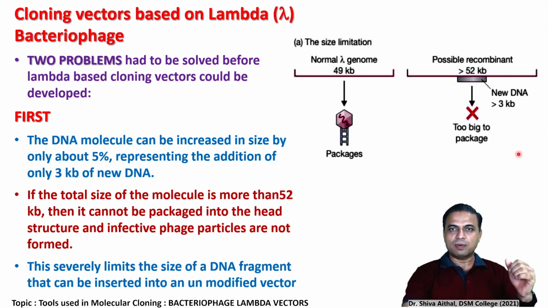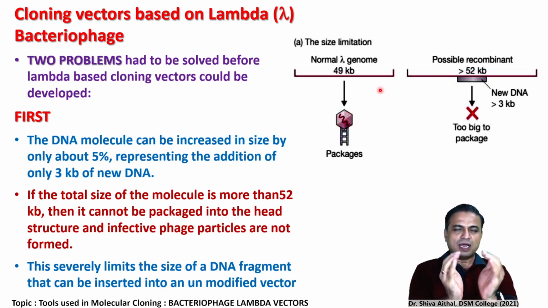The first problem is the size limitation. Normal lambda genome is 49 kilobases in length. 49,000 base pairs it has in its double stranded DNA, which is packed inside a phage head, and it is called a head full of packing.